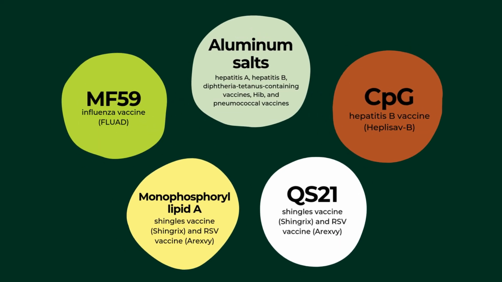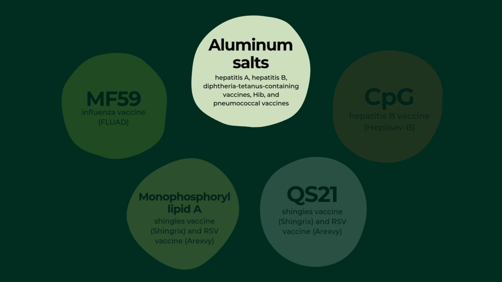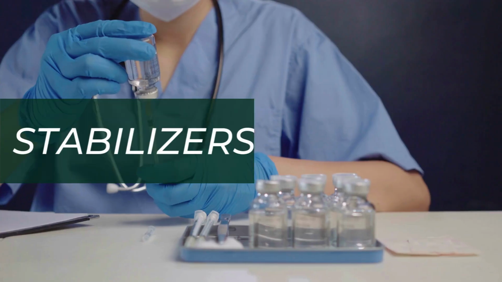5 adjuvants are approved for use in the United States. Aluminum, which is used as an adjuvant in several vaccines, has often been at the center of misinformation and vaccine hesitancy. We'll discuss several misconceptions about aluminum and other vaccine ingredients later in this video.